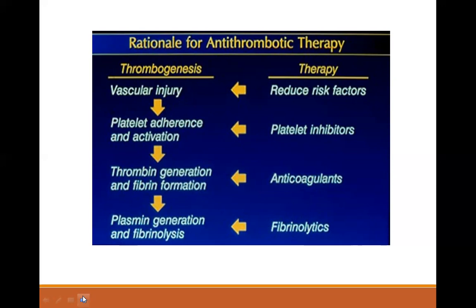Then platelet inhibitors can be used to reduce platelet adherence and activation. Then with anticoagulants, thrombin generation and fibrin formation will be prevented. And finally, fibrinolytics we can use to activate plasmin, leading to plasmin generation and fibrinolysis. That means plasmin can dissolve the fibrin clot or prevent fibrin clots from occurring.